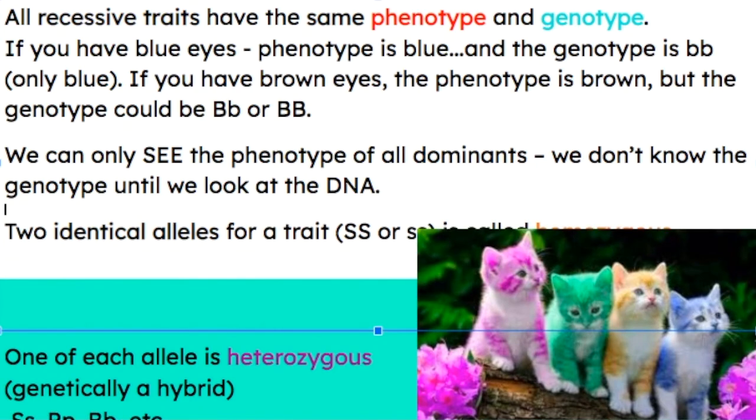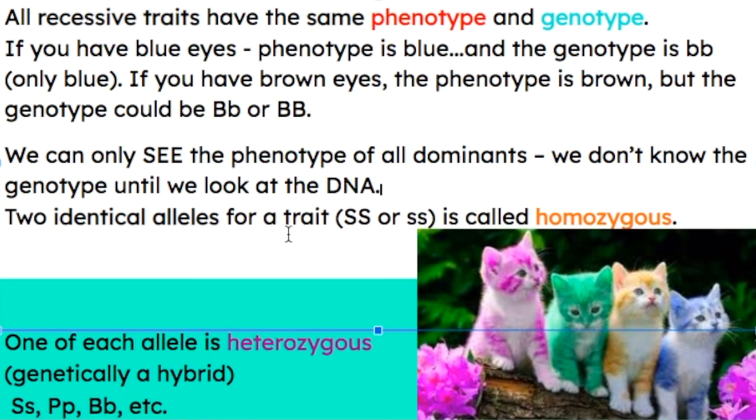Two identical alleles for the same trait, meaning two capitals or two lowercases, are called homozygous. So we know homo, the prefix, means same. And zygous, remember homologous chromosomes? Those were the same chromosomes in the same spot in the zygote. Zygous is egg. So homozygous is same egg. Remember, a zygote is a fertilized egg. So two capitals, two of the same letter, that's a homozygous.